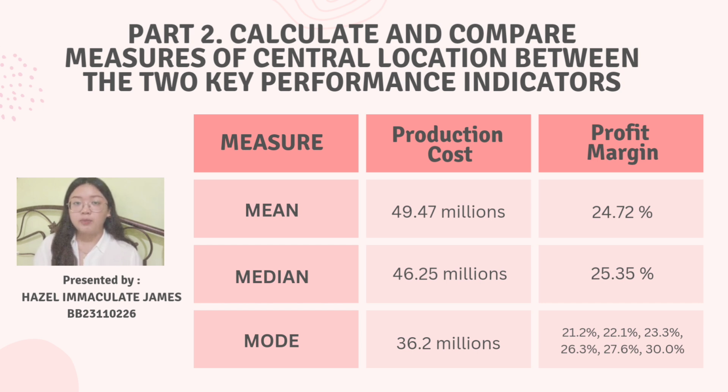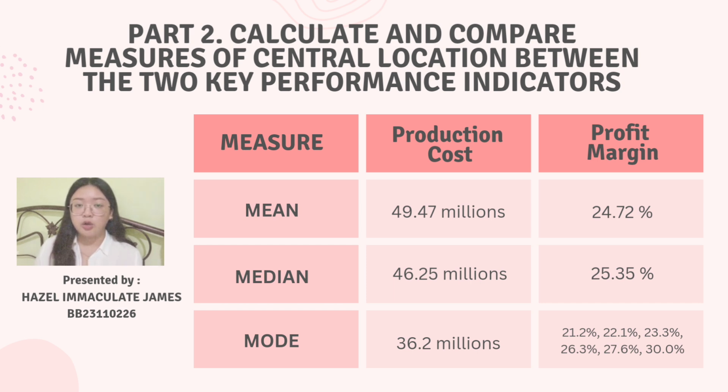Meanwhile, the median profit margin is 25.35%, which is very close to the mean, indicating that profit margins are more evenly distributed across companies with fewer extreme values. Finally, we will analyze the mode, or the most frequently occurring value in the dataset.